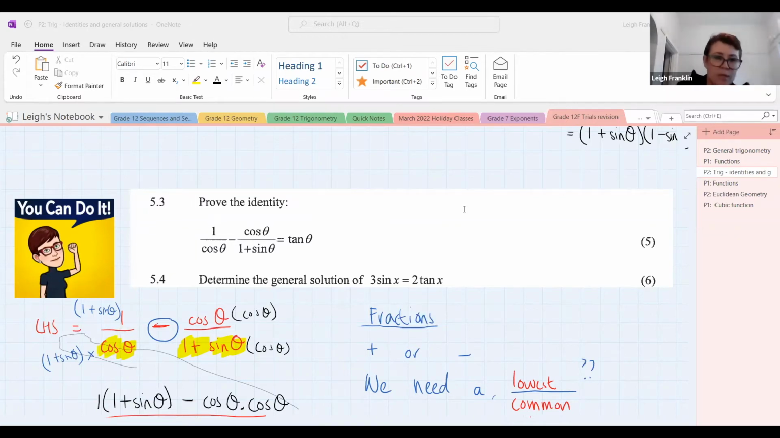I'm going to give you guys one to try now. The one that I'm going to give you to try is a little bit more difficult than this one. And then we can come back and we can talk about the general solution. Sorry for the late joiners. It was 1 over cos theta minus cos theta over 1 plus sine theta.